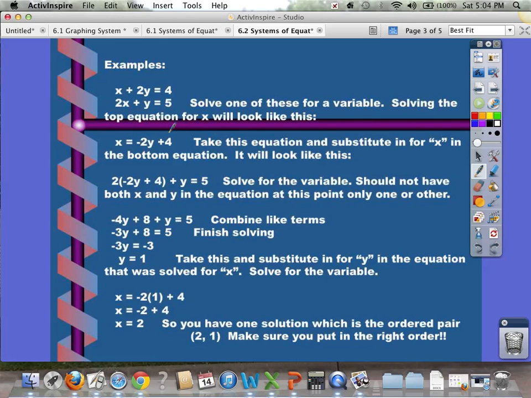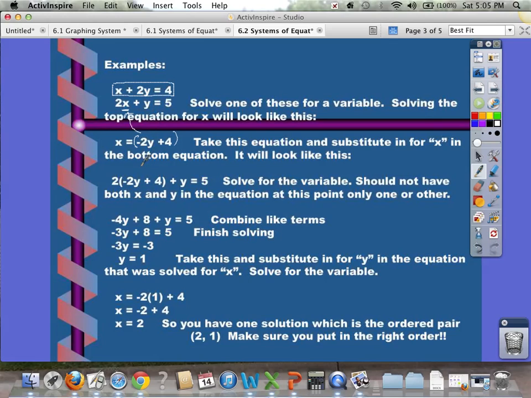Take that equation, this part right here, and you're going to substitute it in for x in the bottom equation. You're going to have to keep straight which one you did. You may want to put a box around the one you solved, that way you know what you did. So x is equal to this, which means x is that. So we're going to take this and plug it in right here.